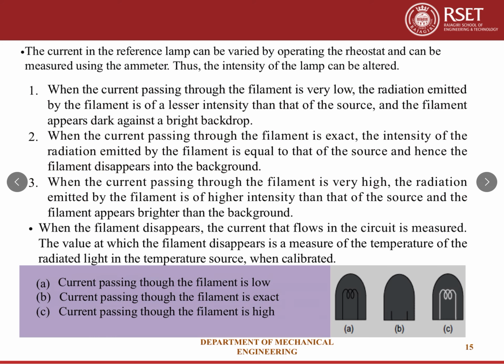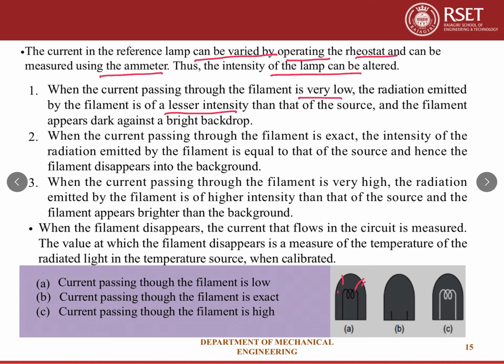So the current in the reference lamp can be varied by operating the rheostat and can be measured using the ammeter. Thus the intensity of the lamp can be altered. So the intensity of the light emitted from the lamp can be altered by changing the resistance of the rheostat. When the current passed through the filament is very low, the radiation emitted by the filament is of lesser intensity.